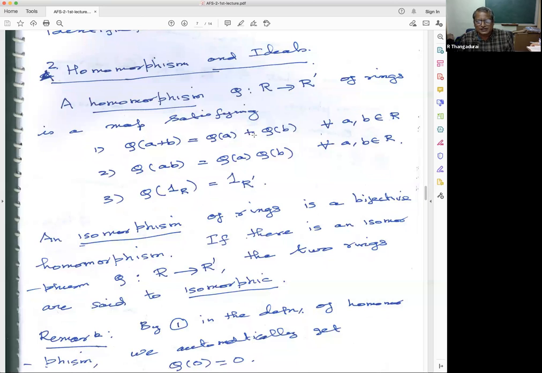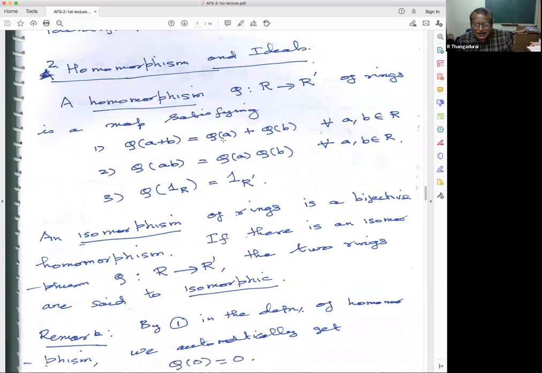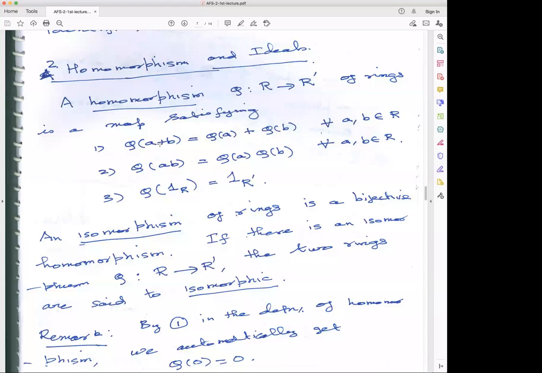These three conditions are required to say the map is a homomorphism from the ring R to R prime. Of course, the plus and dot are conventionally written and can be different operations. One should be careful: in phi of a plus b, the plus is the addition in R, while the plus on the right-hand side is the addition in R prime. Similarly, the dot is with respect to the ring R and R prime. One has to be careful here.